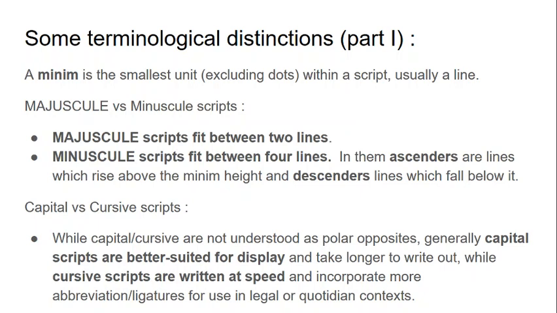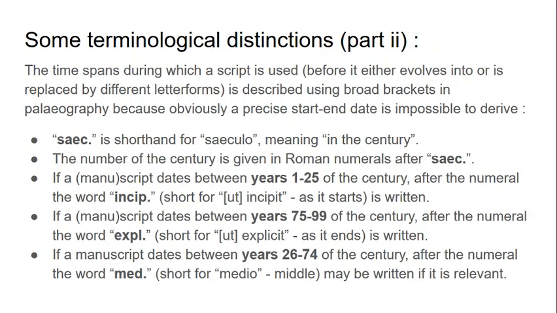These aren't strictly defined terms, they're not polar opposites, but as a general rule, a script that we describe as a capital script, such as Litera Capitalis Rustica, Litera Capitalis Quadrata, Litera Uncialis, is better suited for display, so it's prettier to look at and takes longer to write out. Whereas cursive scripts are written at speed and they incorporate more abbreviations or ligatures for use in legal or everyday contexts. Some more terminological distinctions, I know, but then we will get on to the scripts.